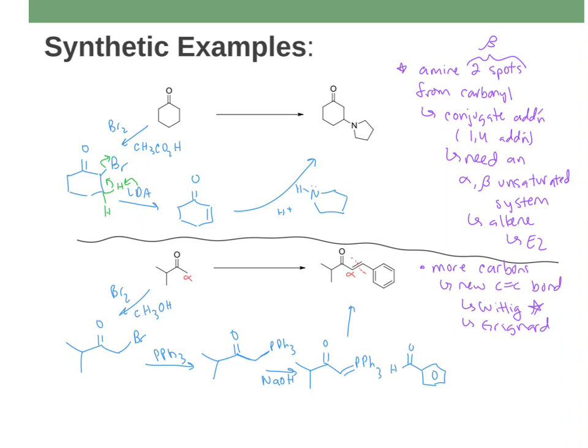Right, so the hydroxide would just take off one of these hydrogens to give you your alkene. And that would give you the product. So here's two ways that you can use those alpha halogenations in a synthetic scheme.